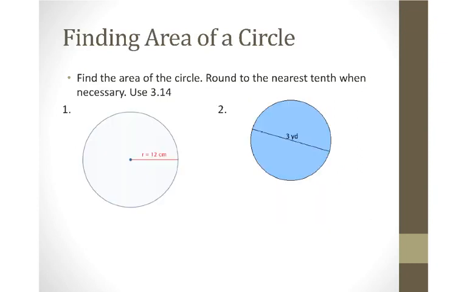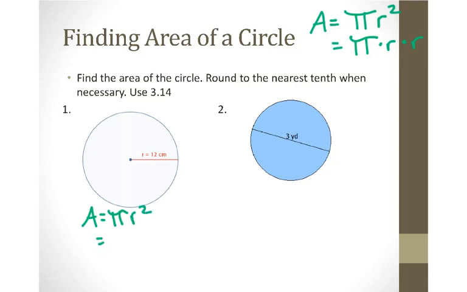So finding the area of a circle: find the area of the circle, round to the nearest tenth when necessary. Our formula for area is equal to pi times the radius squared. For those of you that don't remember, radius squared is the same thing as saying radius times radius. Okay, so we're going to fill in what we know. I'm going to write the formula again: pi r squared. Pi, they tell us to use 3.14. Radius is 12, and I have to square that.